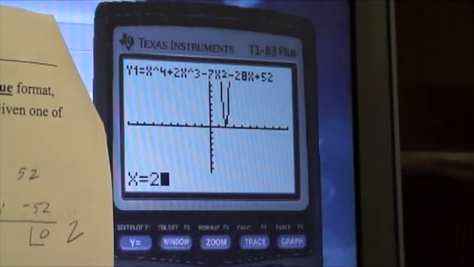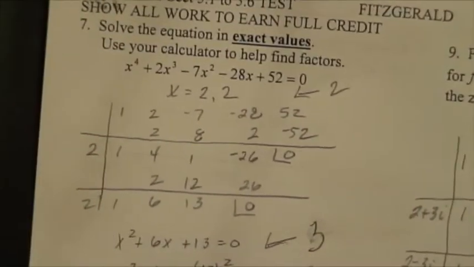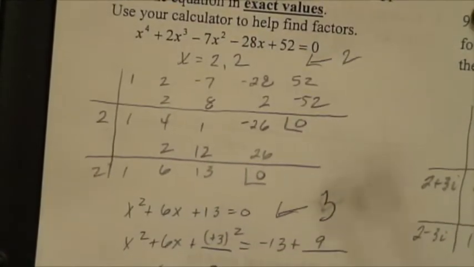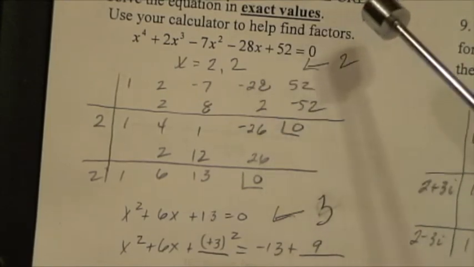2, enter. 2 is one of my zeros, but because it makes that skinny little parabola there, that means it happened twice. So I go over to my synthetic division table, where you're going to divide out x equals 2 twice. So there's my table. We write down the 1, the 2, the -7, the -28, the 52.